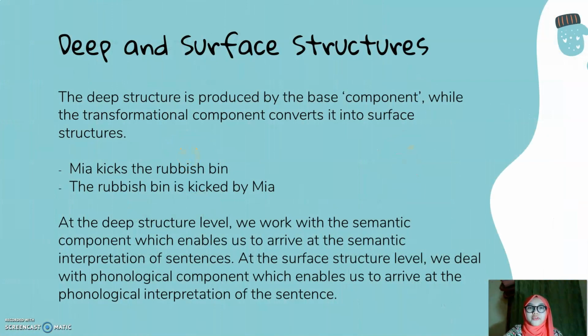Deep and surface structures. The deep structure is produced by the base component, while the transformational component converts it into surface structure. For example, Mia kicks the rubbish bin. The rubbish bin is kicked by Mia. They are closely related at the deep structure level. They have similar meanings. The actually realized structures are different, but the deep structures are similar.